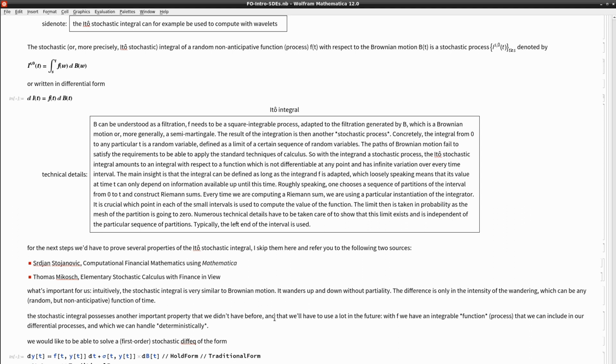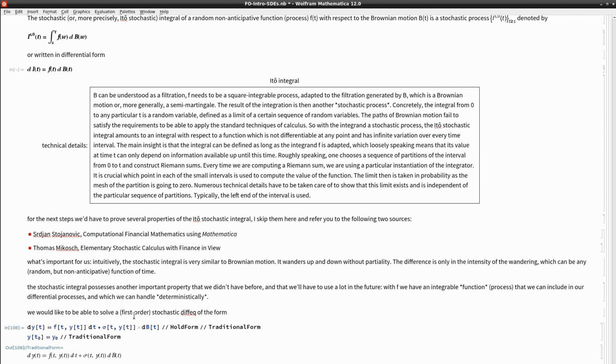We didn't have this before, and we are now going to use it a lot in the future. With f, we have an integrable function or process that we can include in our differential processes and that we can handle deterministically. This is important.